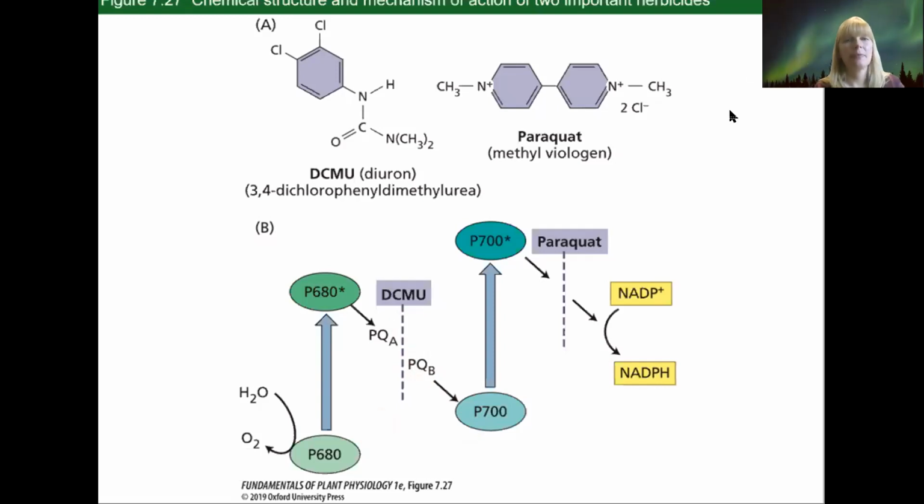Yes, the herbicide. Okay, it looks like we ran out of time. There's just a couple more slides in this slide set that I did want to address with regard to what happens if things go wrong during the light reactions and how does a plant deal with that. So besides being hit with DCMU, there's some other things that can happen that can affect the light reaction. So we'll talk about that next week.